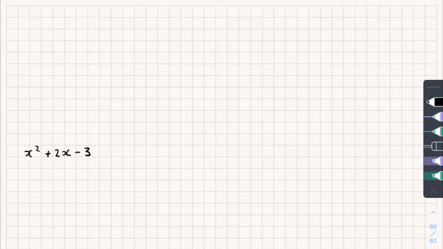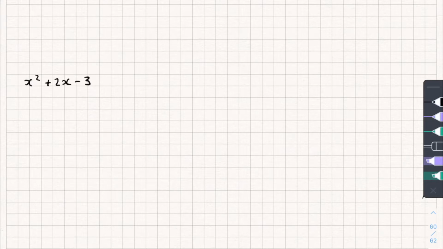So let's look at another example that's slightly different. Okay, so it works the exact same way. What is the coefficient of x squared? Well, in this case, it's positive 1. And the constant, the number on the end, is negative 3. So 1 multiplied by negative 3, that gives me negative 3. Let's write down a list of factors. We've got 1 and negative 3, or negative 1 and 3.